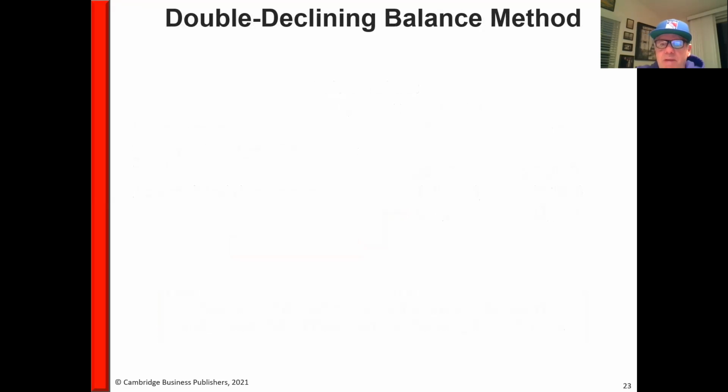Then we have the declining balance method. Declining balance method is an accelerated method, which means the bulk of the depreciation is going to be recognized in the earlier years. Double, because we're going to take twice the straight line rate, and declining because we're going to base this not on cost minus the residual value or salvage value, we're going to take twice the straight line rate and multiply that by the book value, which goes down each year. Hence, double, because we're going to use twice the rate, and declining, because we're going to use book value.